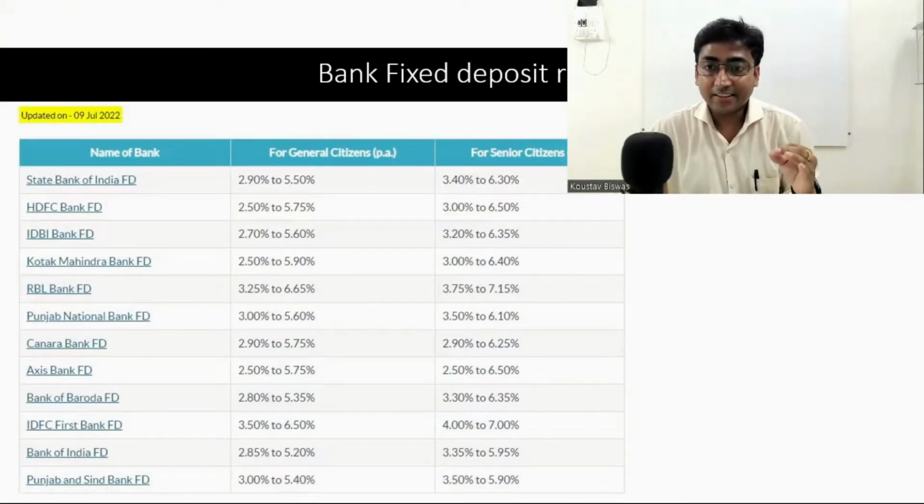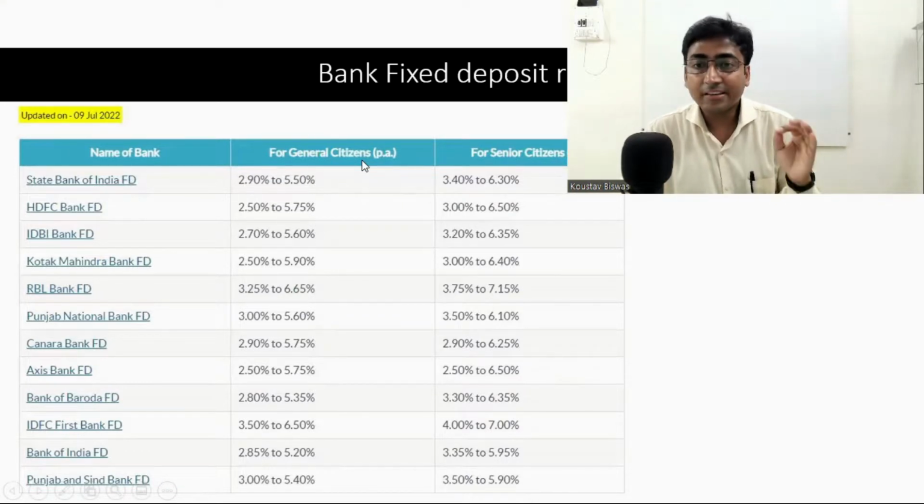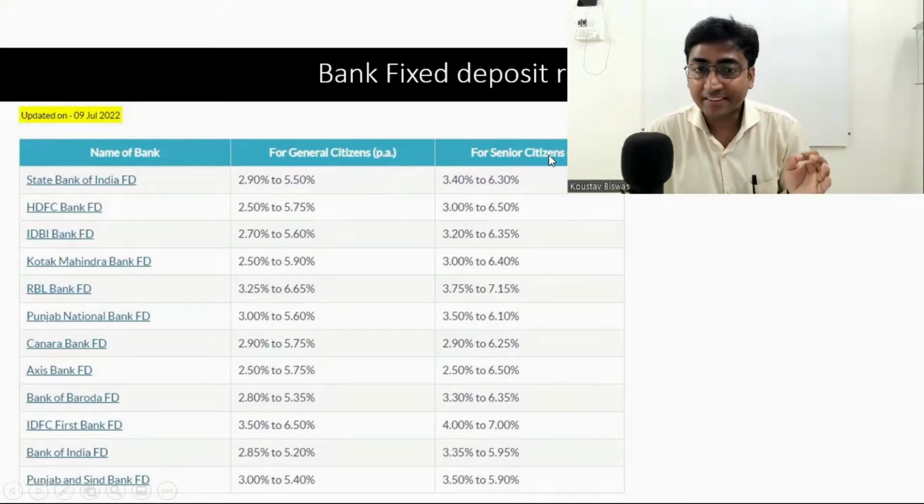So this particular data I have taken from the internet, and it is as on 9th July 2022. If you see State Bank of India general citizen fixed deposit, it's lying between 2.90 to 5.50. For senior citizen, it is 3.40 to 6.30.